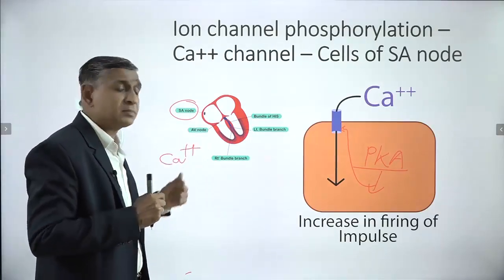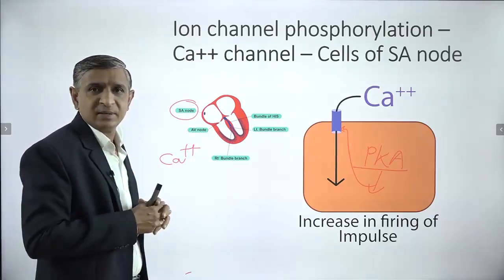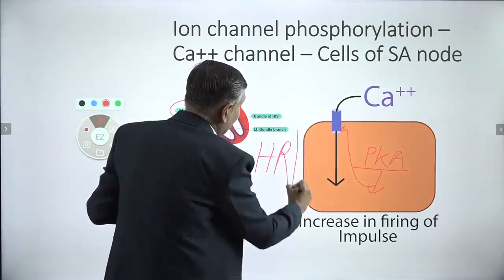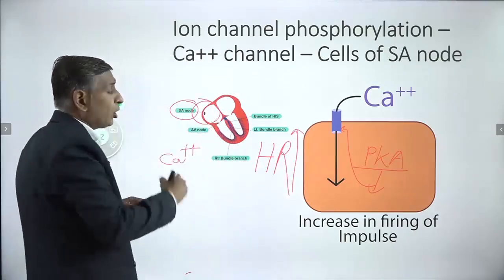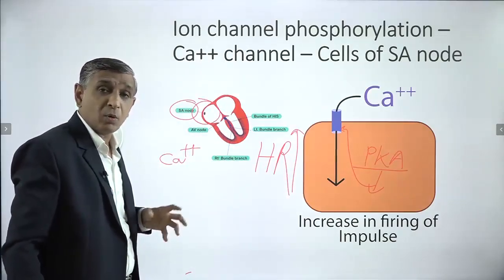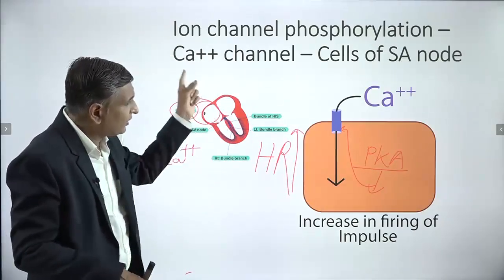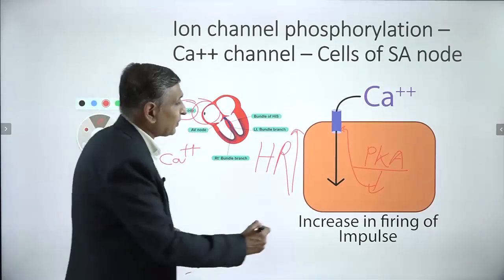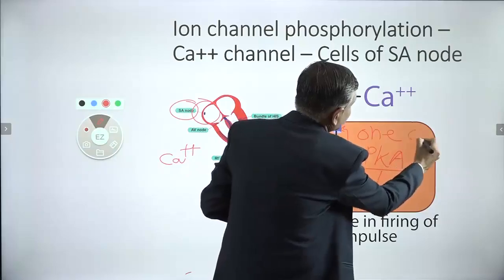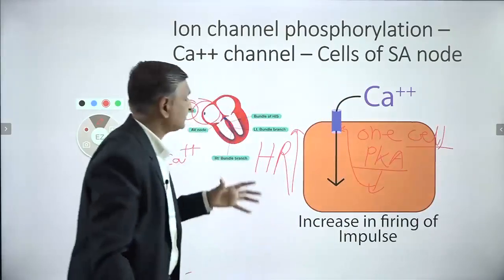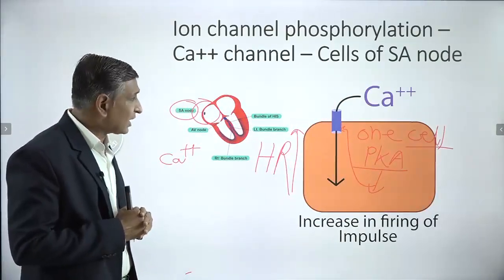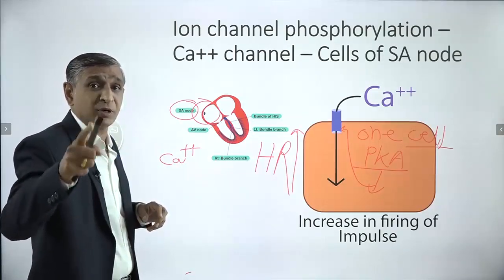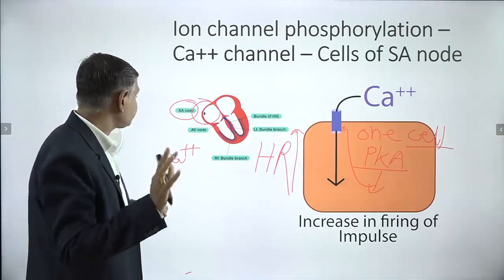Automaticity of this SA node will increase, and this is how adrenaline will increase the heart rate by acting on the SA node. What exactly happens inside the SA node? That is going to happen inside the SA node. This is one example of one cell, one cell of this SA node. This is the second thing we learnt now, that adrenaline is responsible for increasing the heart rate.